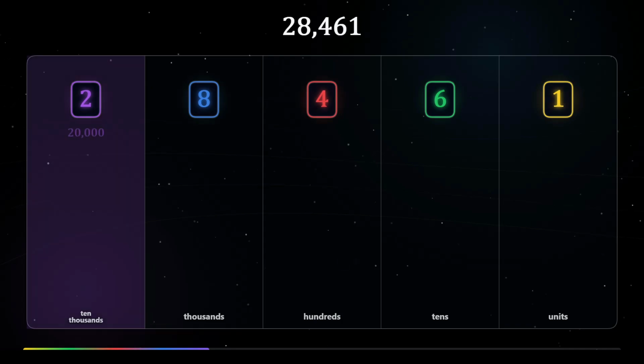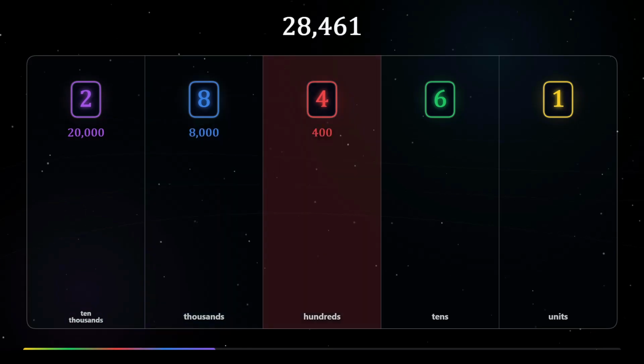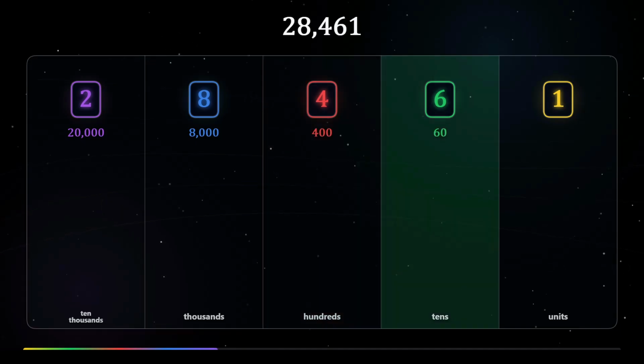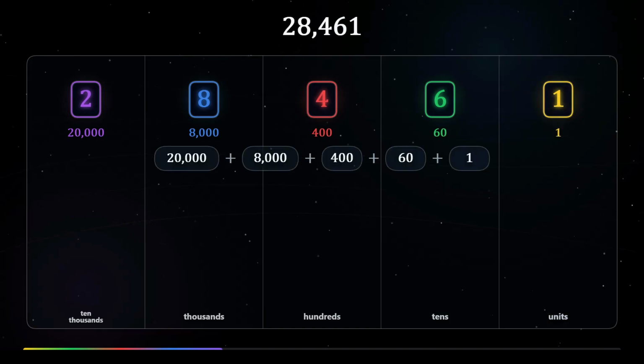28,461. The 2 is in the 10,000 place, so it is worth 20,000. The 8 is in the thousands place, so it is worth 8,000. The 4 is in the hundreds place, so it is worth 400. The 6 is in the tens place, so it is worth 60. The 1 is in the units place, so it is worth 1. So the number is 20,000 plus 8,000 plus 400 plus 60 plus 1.